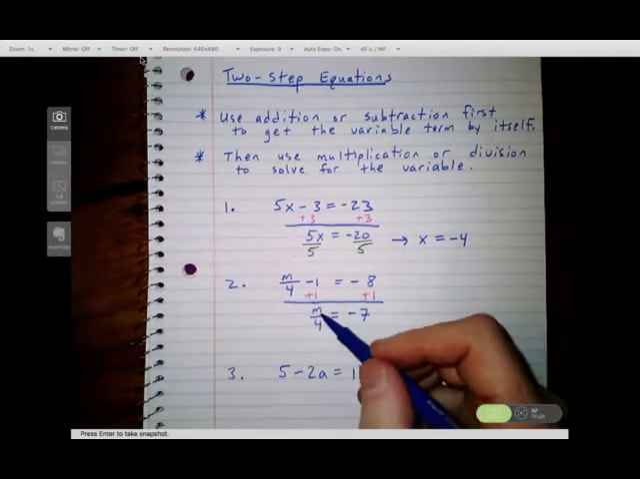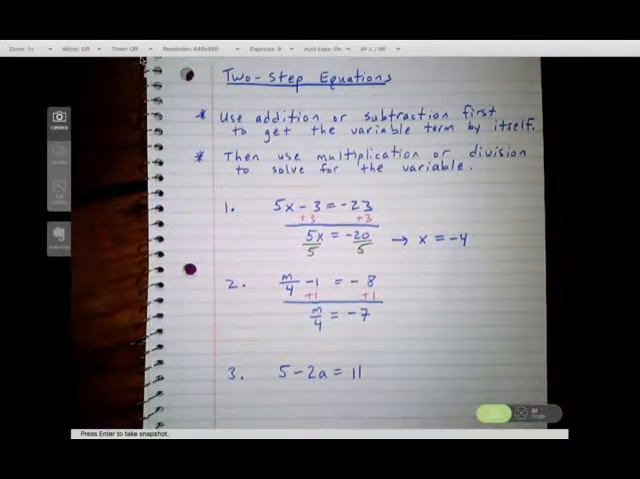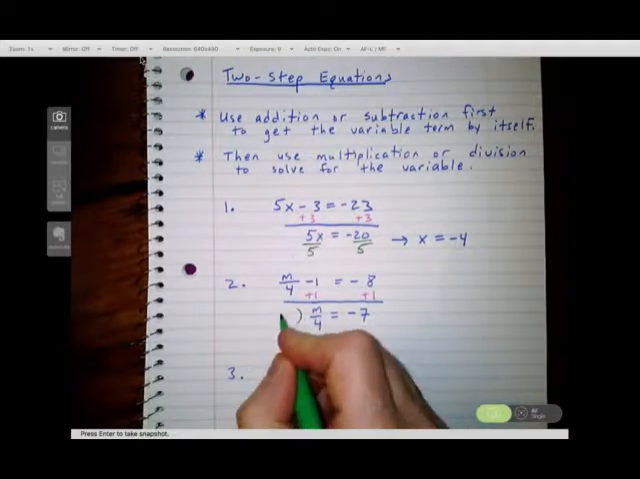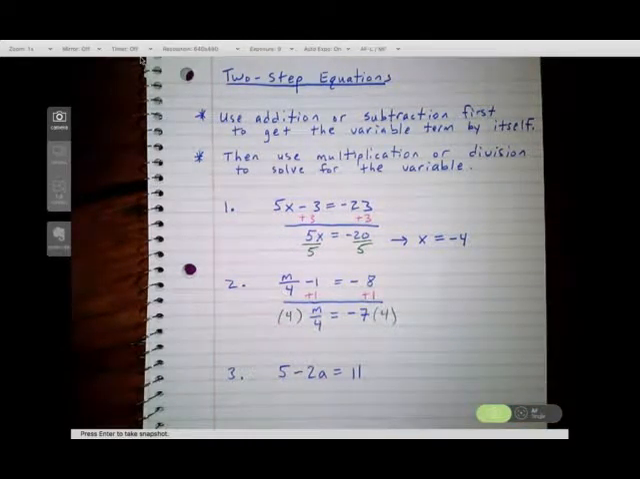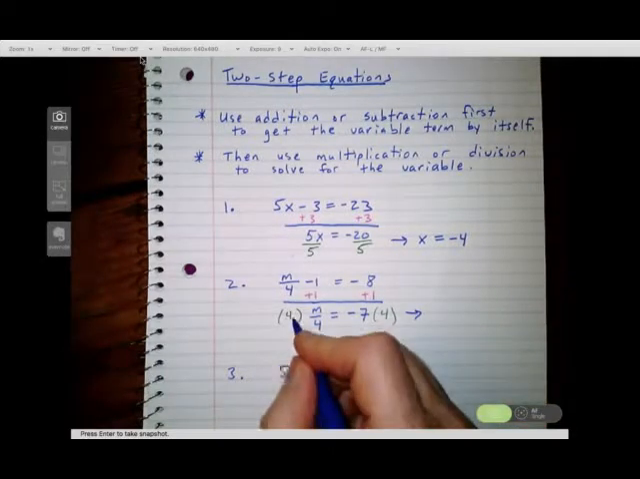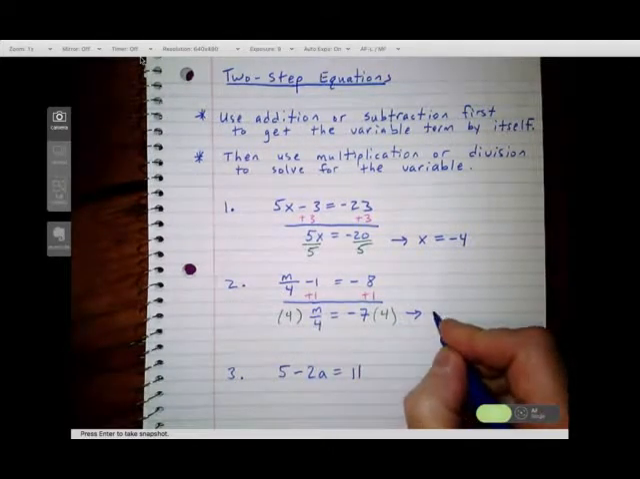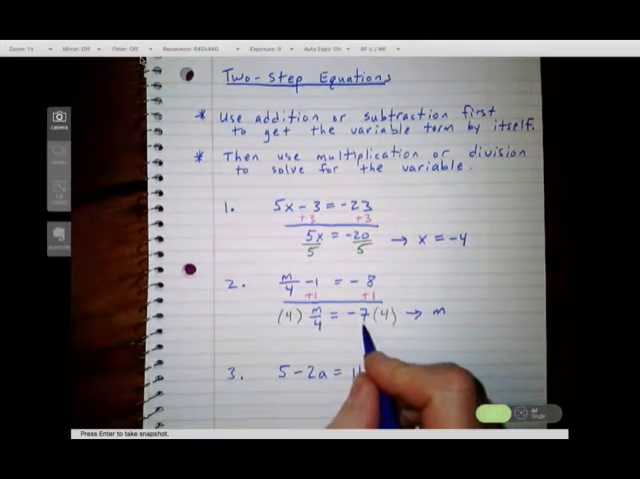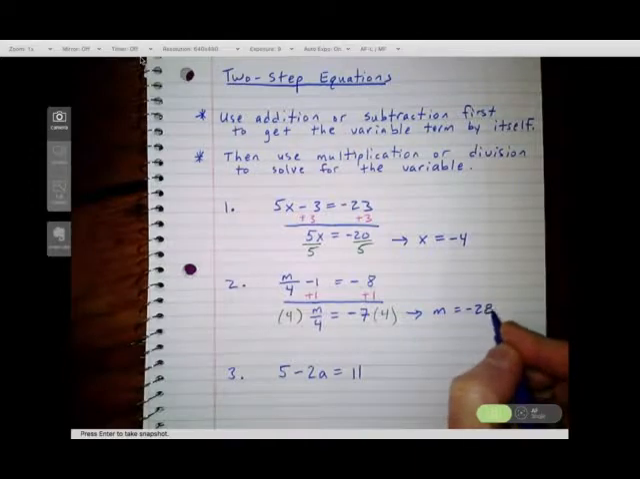Okay, so this says m divided by 4 equals negative 7. So to undo dividing by 4, what I do is multiply both sides by 4. And then after I do that, the 4 divided by 4 is 1, so I'm just left with 1m. So I've got my variable by itself. And negative 7 times 4 is negative 28. And there's my answer.